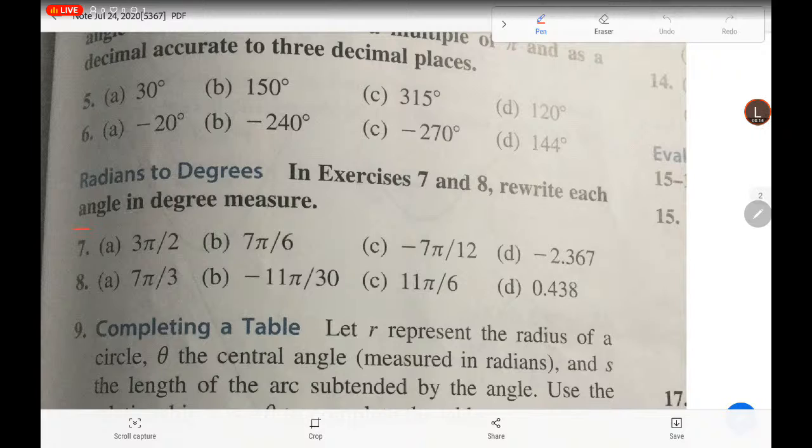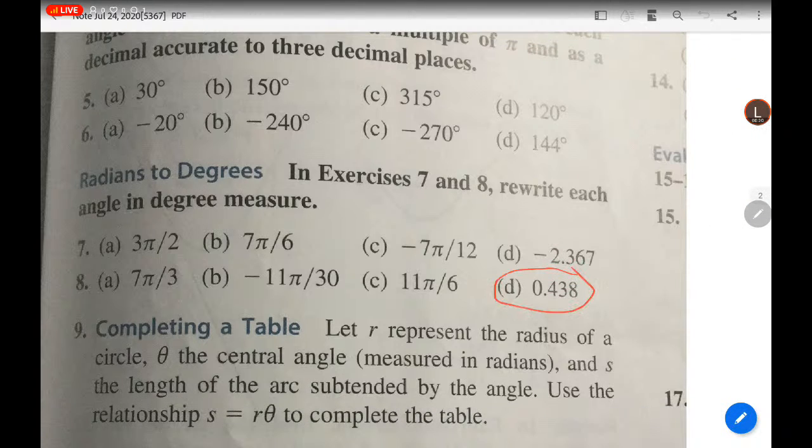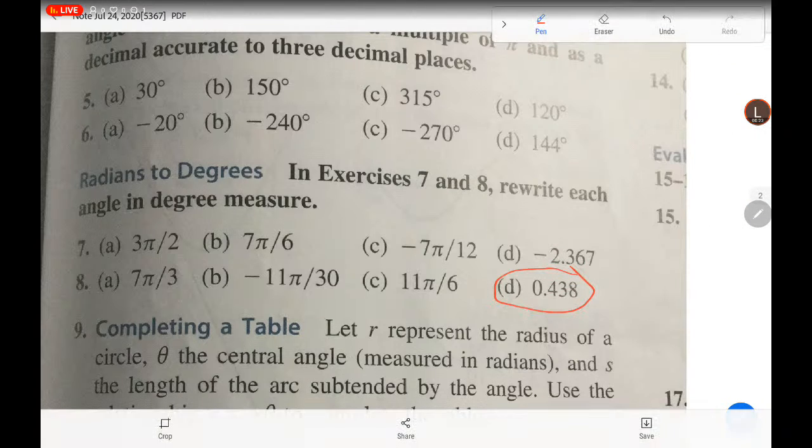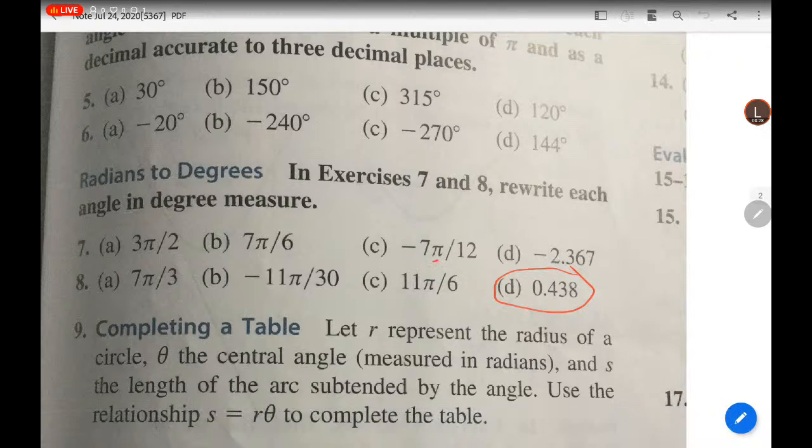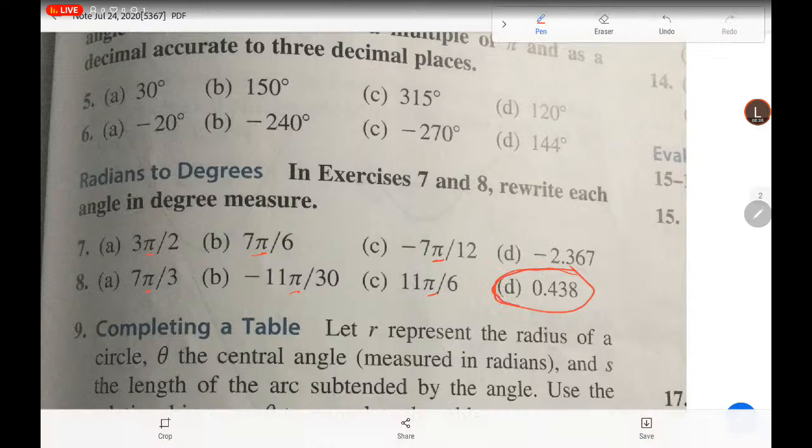Let's see, 7D, so this one. So we're going to write each in degree measure. Now, it's easy to recognize radians when there's a pi involved, but we don't always spot it right away when there's no pi. This is just like when you put some number in for pi, like 3.14, and multiply it out, you get some number.